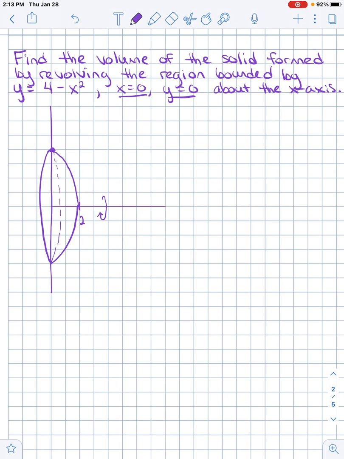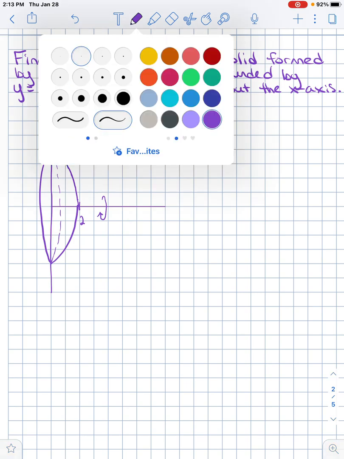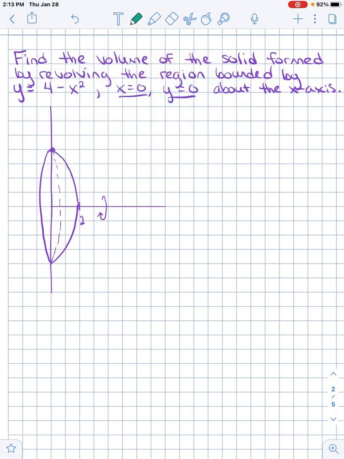Okay, so let's find the volume of this then. And we've kind of seen what it's going to look like, but let's actually calculate it. So we're going to draw in a representative cylinder, and we're going to find the volume of that one representative cylinder. So I'm going to just draw in one, doesn't matter where you do it.